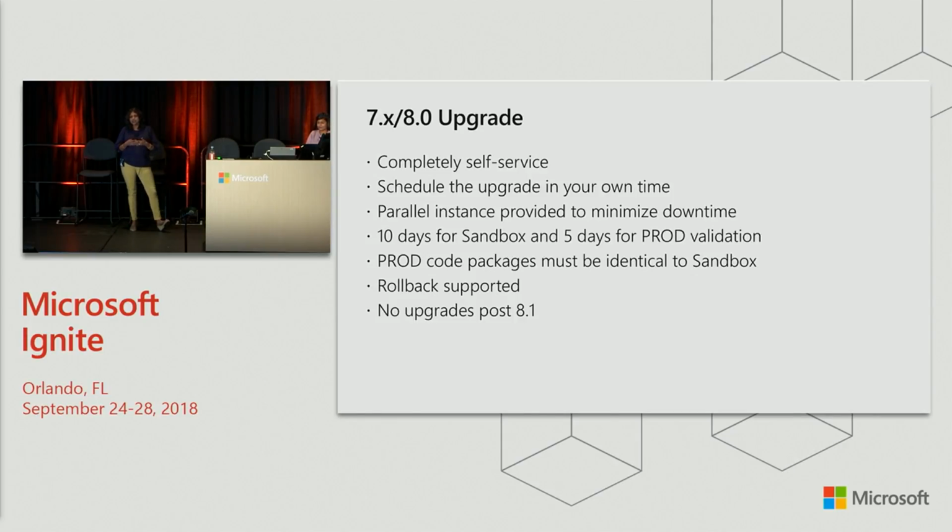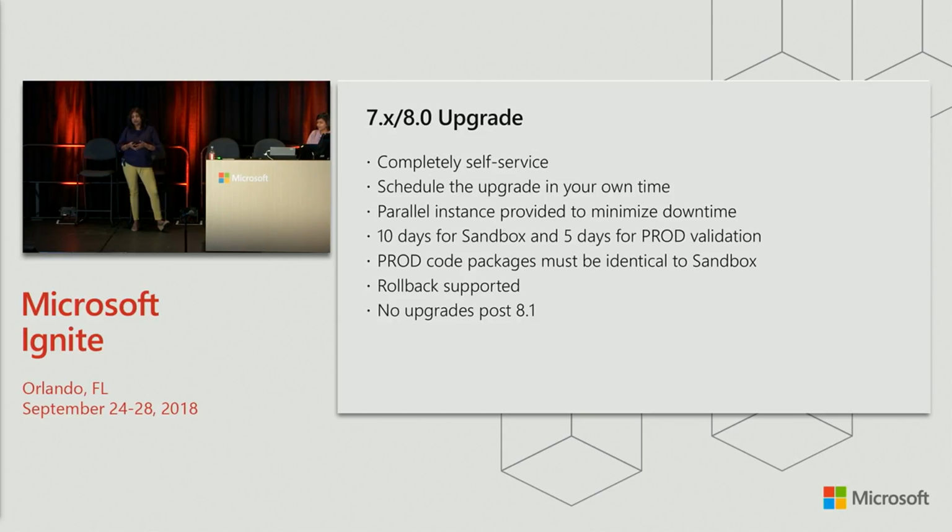One of the things that we are enforcing is that the production code packages must be identical to what you've applied previously on sandbox. We've seen a number of issues that arise because of this. We do support rollback before you confirm and say everything is good. So when you're validating, if you find any issues, you can say that you don't want to use the instance that was just brought up, and you can go back to your previous instance. That is something that we do support.